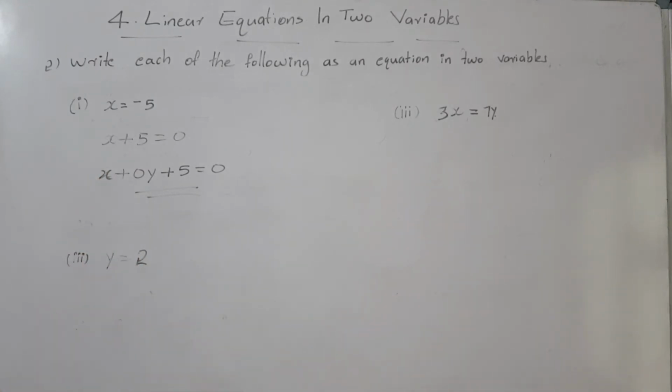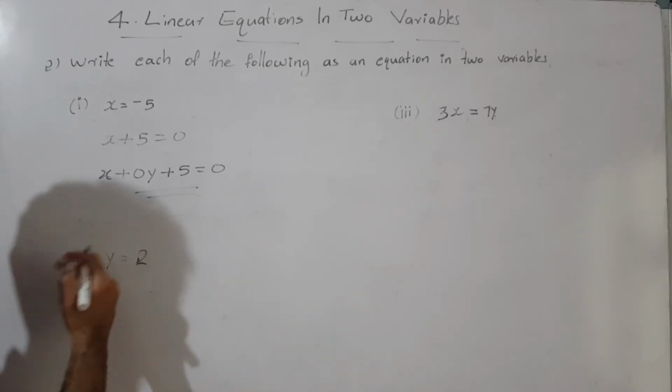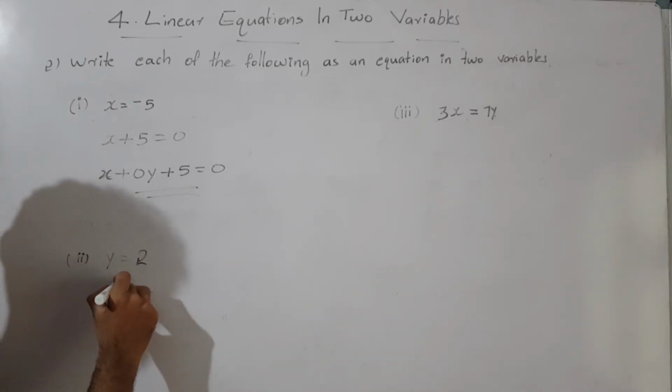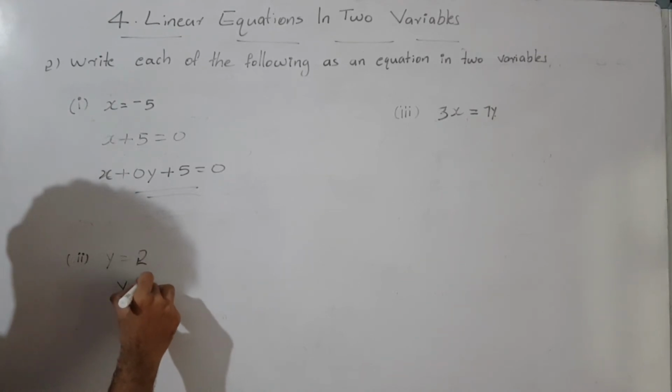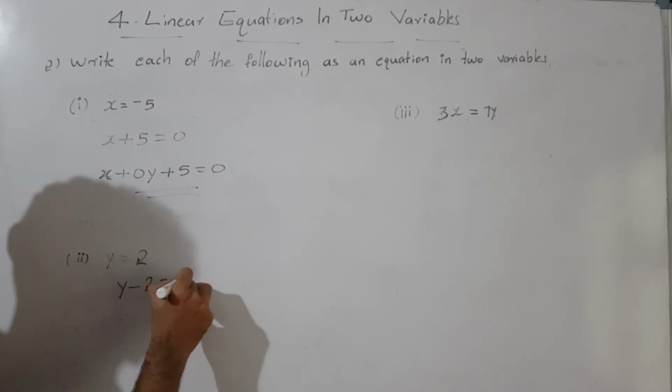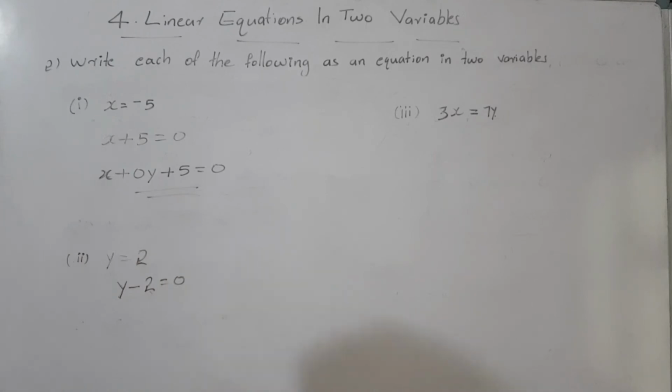Okay. Then the second question. What is the second question? The second question is y is equal to 2. Then how to write? First we transpose 2 to the side of y. Then y minus 2 is equal to 0. But this one is not in the standard form, because here we are not seeing the term with x.